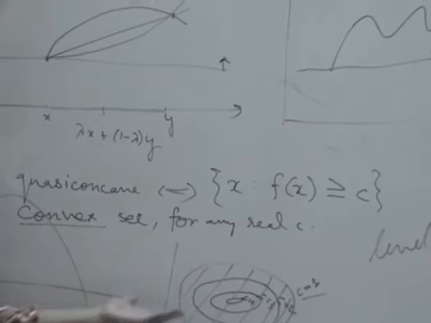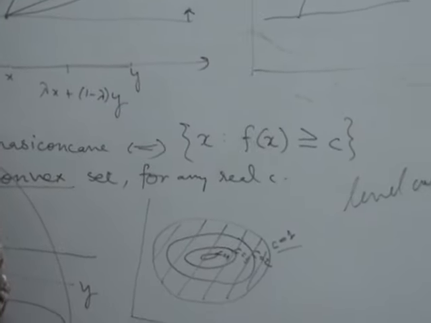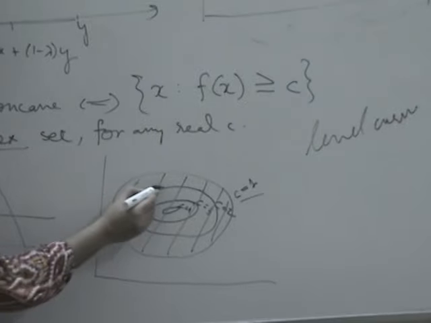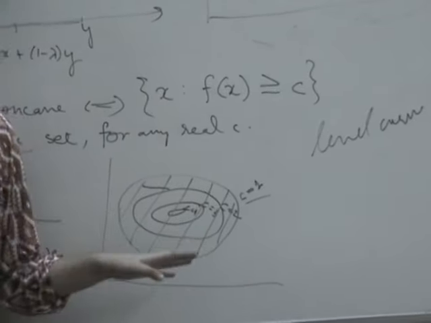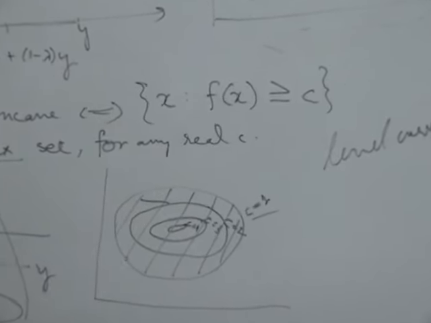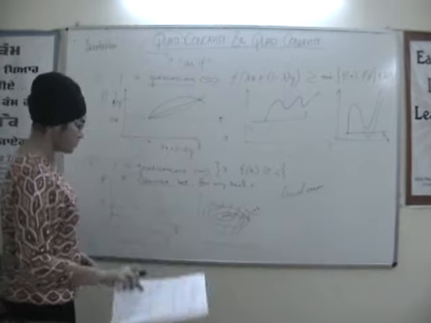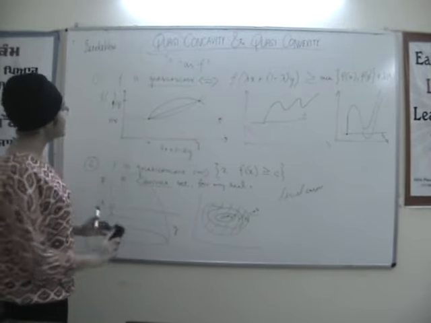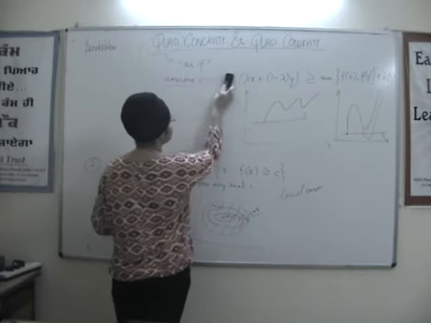And notice this is a circle. And the circle is always a convex set, because if I take any two points here, I can always join them and the line will lie within the circle only. So what does this mean? This means my mountain is quasi-concave. Now this was just the usual definition, but it's important to see what more this definition can encompass.